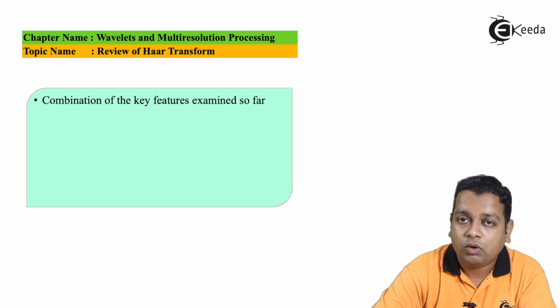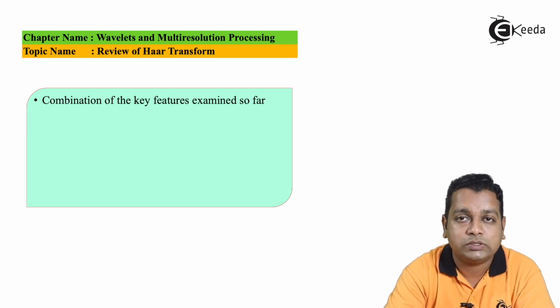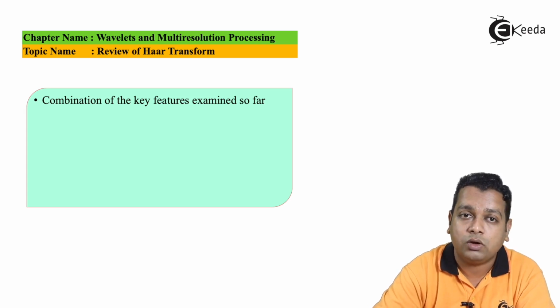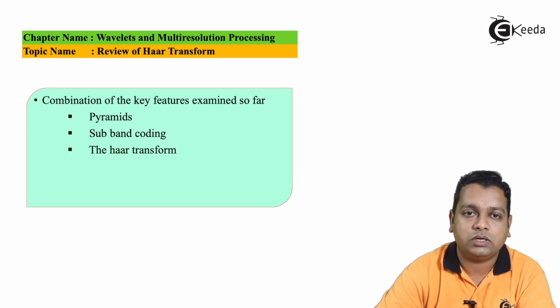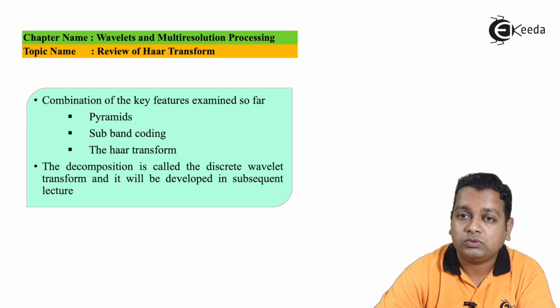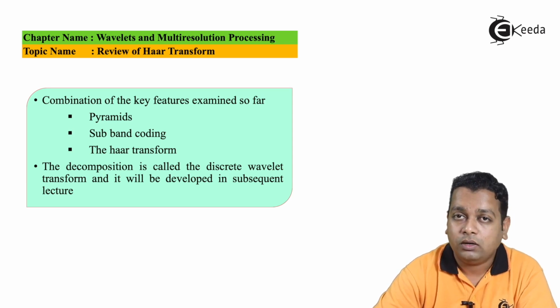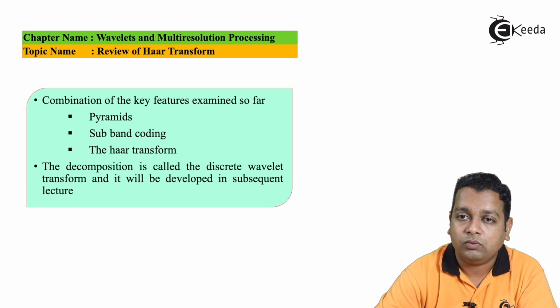Now, the combination of the key features examined for this particular domain of wavelet and multi-resolution analysis, we have actually gone through. First of all, the understanding of pyramids, then subband coding, and now the Haar transform, this current topic. The decomposition is actually called the discrete wavelet transform in general, and that particular formulation we shall definitely develop in topics like the wavelet transform in one dimension and again in two dimensions, along with the knowledge of the fast wavelet transform.